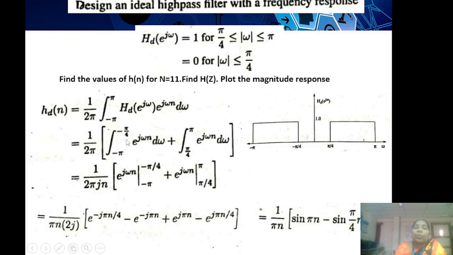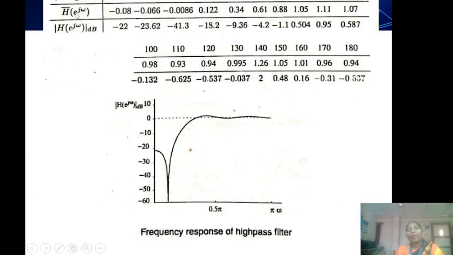Now in this expression we have to substitute the value for omega. For various values of omega you have to find out the H bar of e power j omega. So now we have to keep the calculator in degree mode itself. For various values of omega, we are finding out H of e power j omega. The same thing we are doing in terms of decibels also.